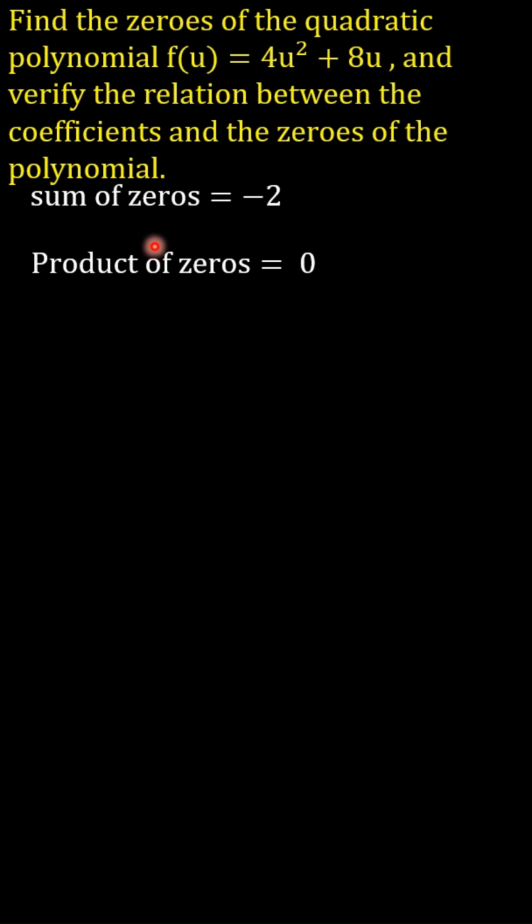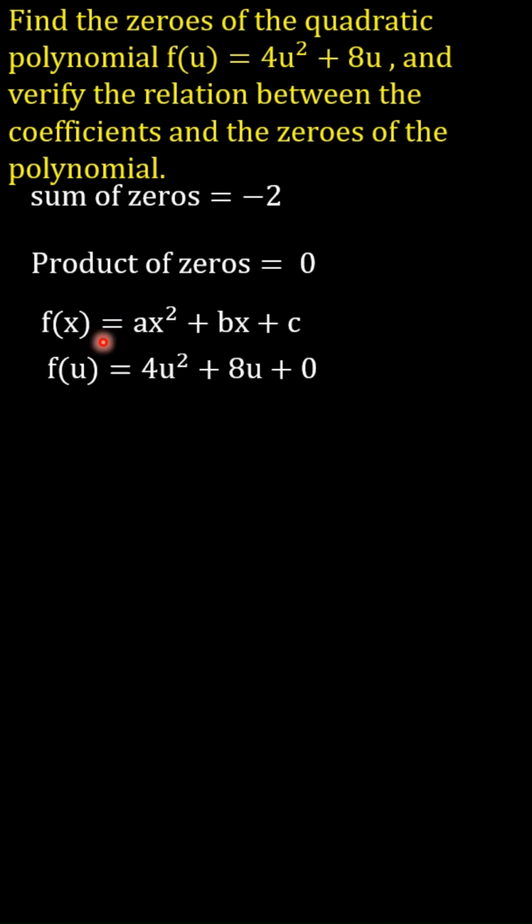Next, we have to find the sum of zeros and product of zeros from the quadratic equation. So take the quadratic equation, f(u) = 4u² + 8u. Here the constant term is missing, so we write it as 4u² + 8u + 0. Comparing this with the standard quadratic f(x) = ax² + bx + c, where x is replaced by u, we get a = 4, b = 8, c = 0.